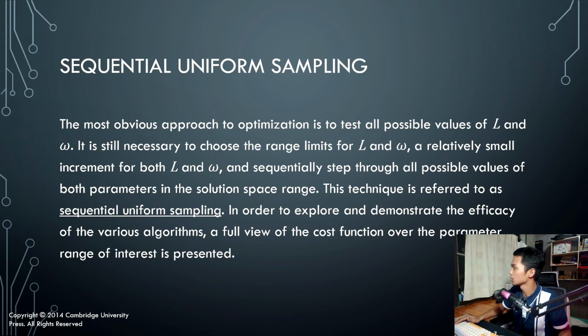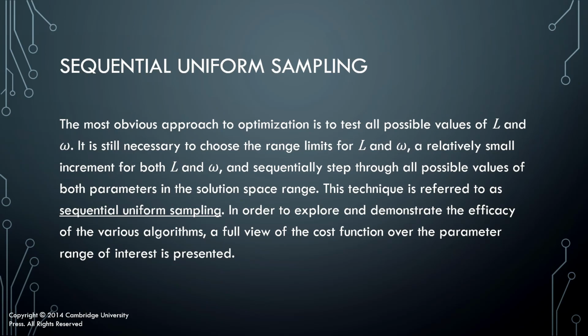Okay. So let's go ahead and continue with sequential uniform sampling. The most obvious approach to optimization is to test all possible values of L and omega. It is still necessary to choose the range limits for L and omega, or relatively small increments for both L and omega, and sequentially step through all possible values of both parameters in the solution space range. This technique is referred to as sequential uniform sampling, and in order to explore and demonstrate the efficacy of the various algorithms, a full view of the cost function over the parameter range of interest is presented.